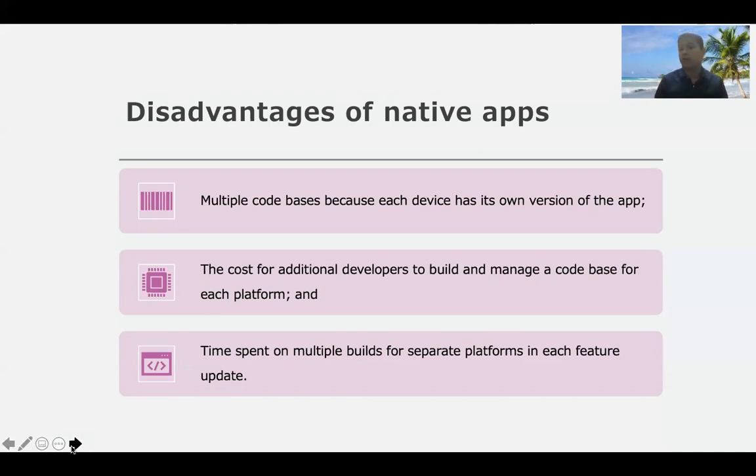The second one is of course operational cost, because you develop for two different platforms. In terms of that, you need to have two different teams. For example, the first team is for Android and the second team is for iOS. So you need to spend more money. And the last one is time. Of course, you spend more time to build two different platforms, the first one Android, the second one iOS.